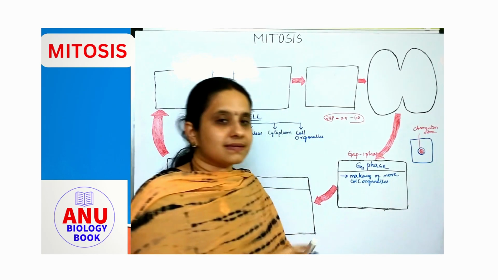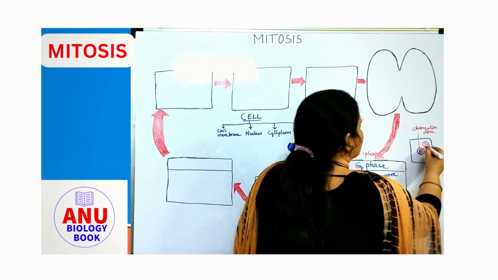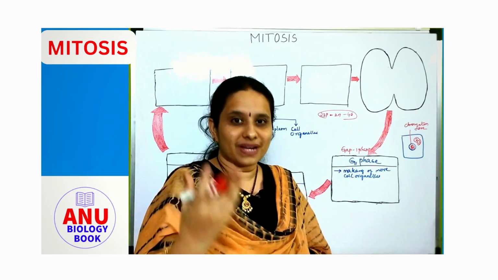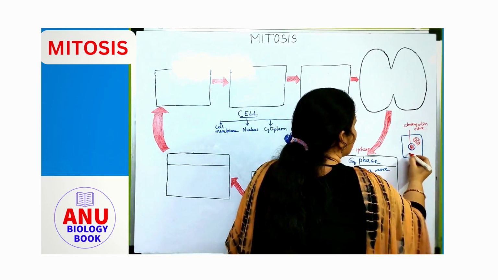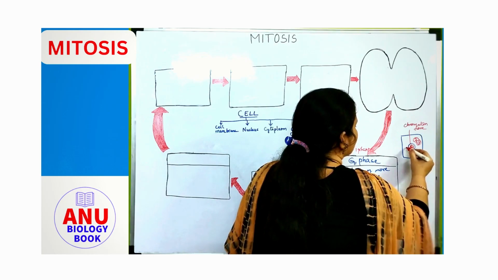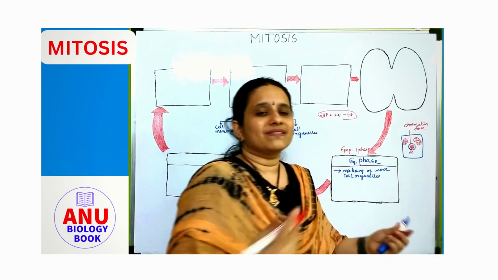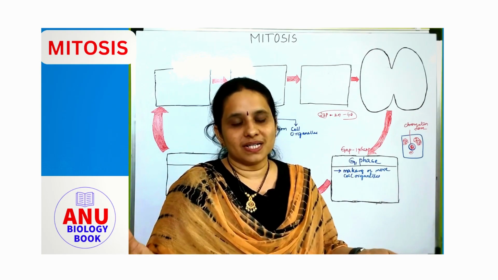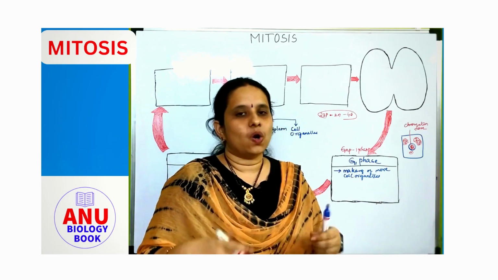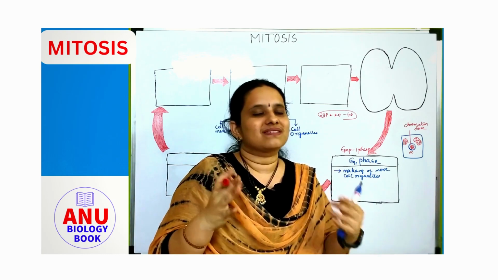We all know that in a cell there are many cell organelles present. If you take any cell, it contains different types of cell organelles. For example, the ribosomes are present, the mitochondria is present, the Golgi complex is present. So if the cell wants to replicate, all the cell organelles also have to be replicated, right? So the first step in gap phase is that all the cell organelles get replicated. That is the first and foremost thing that happens when the cell wants to replicate.